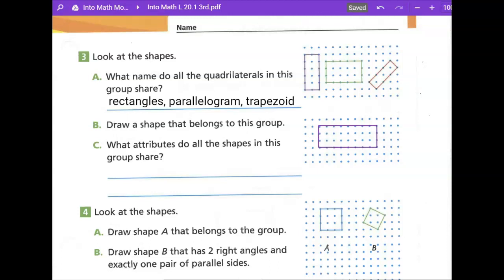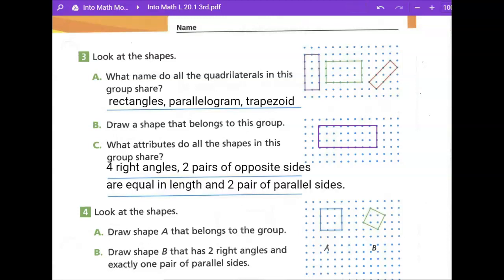What attributes do all the shapes have in this group? What do they share? They don't have 4 equal sides. What do they share, it says. Not what don't they have. They have 4 right angles, 2 pair of opposite sides are equal length, and 2 pair of parallel sides.